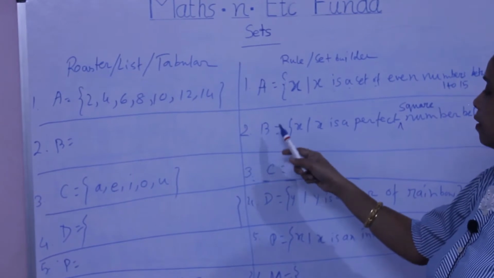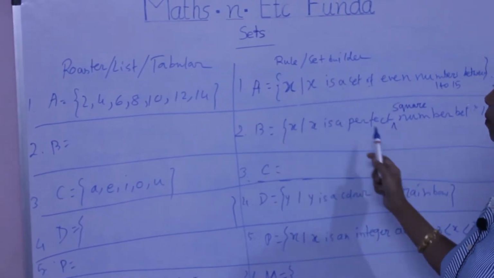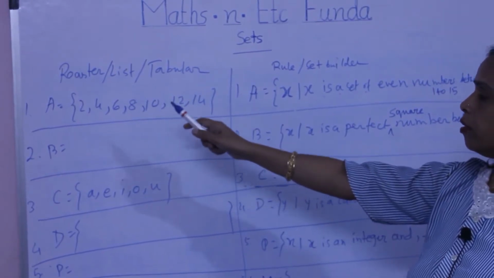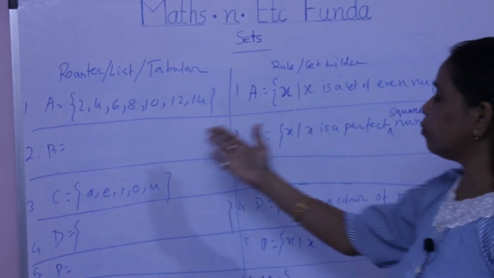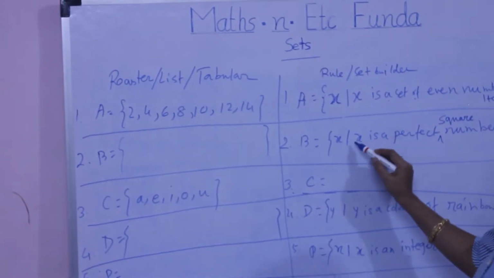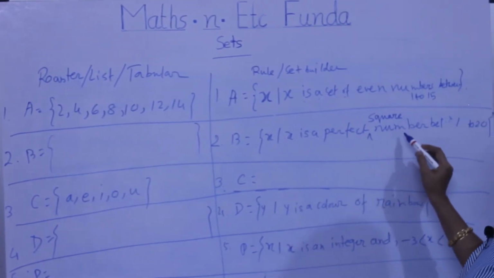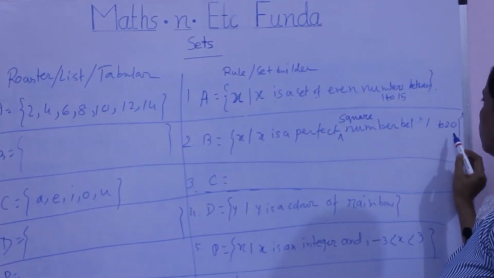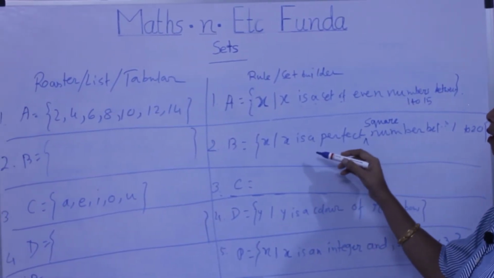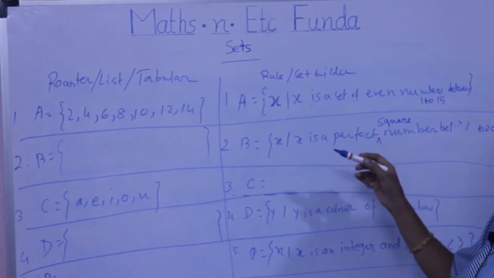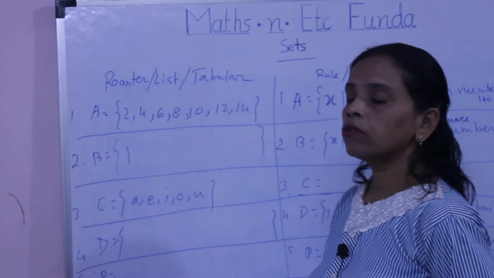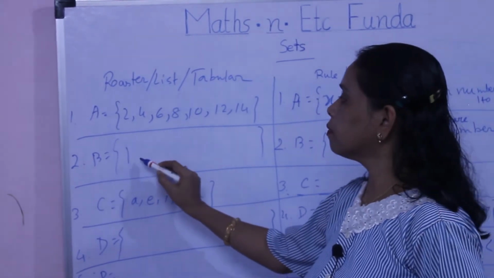Now, come to the second question. Here, set B is given in set builder format. We have to write it in tabular format, list method or roster method. So what to write? X such that X is a perfect square number between 1 to 20. So what will be the first square number? 1 square. So 1 square means 1.